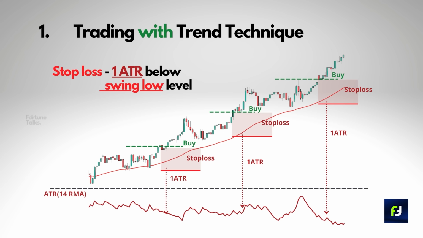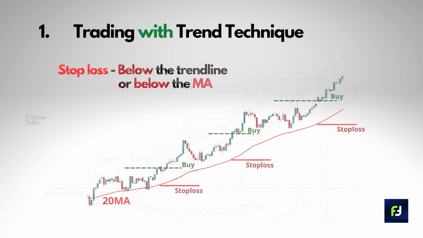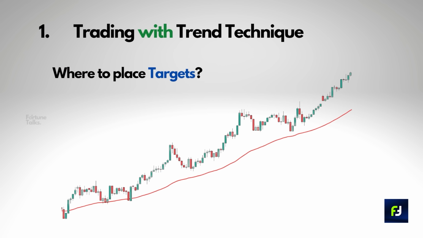If you don't know what the ATR indicator is, watch this video on the ATR indicator. Or else you can simply place the stop loss below the trend line or even below the 20 moving average for that sake. Now the second exit is when you're right. On the flip side, what if the market moves in your favor? How would you exit your trade? It is simply about setting the targets.